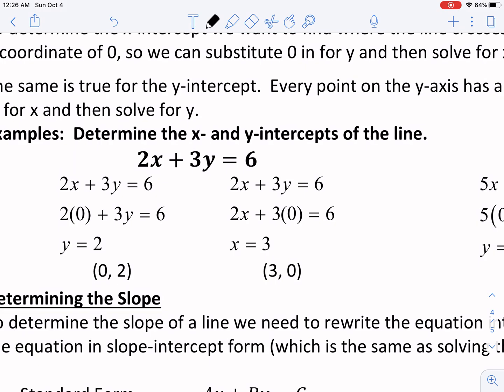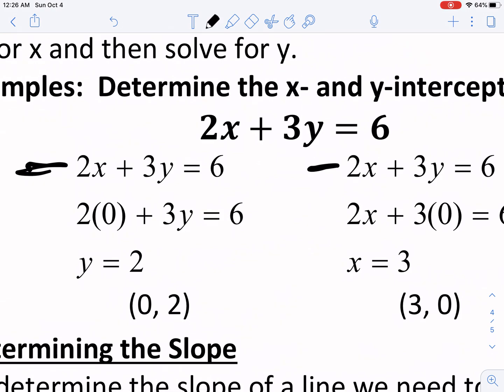Okay, what you're going to do is you're going to write two different equations. One where you plug in 0 for x and find the y-intercept, and one where you plug in 0 for y and find the x-intercept. Okay, so remember, for the x-intercept, y was 0, and for the y-intercept, x was 0. So that's what they're doing here.